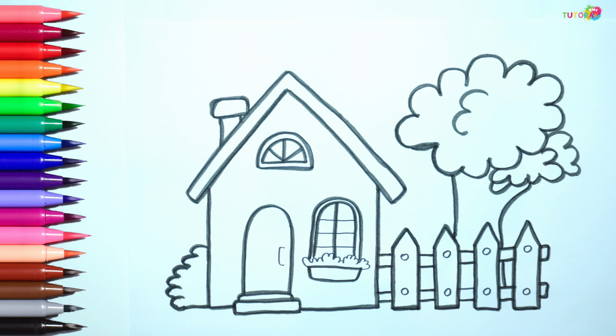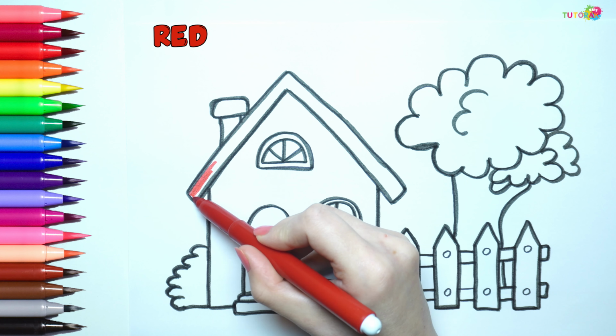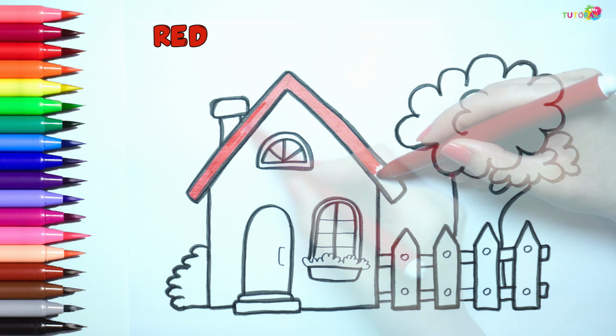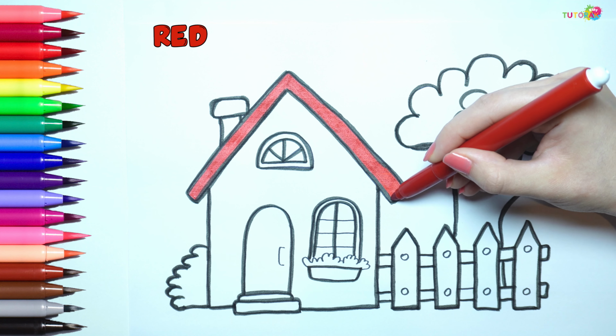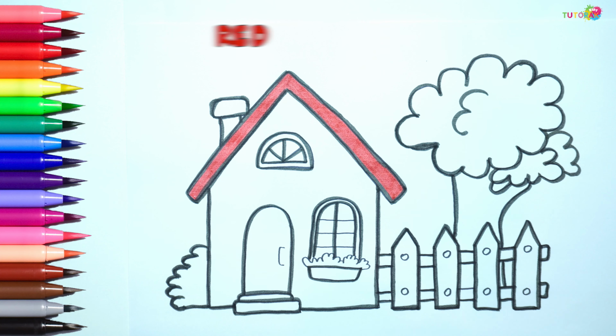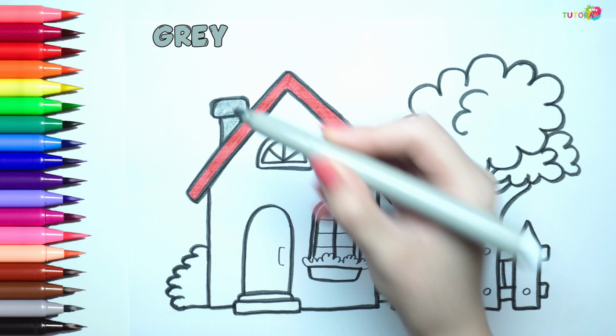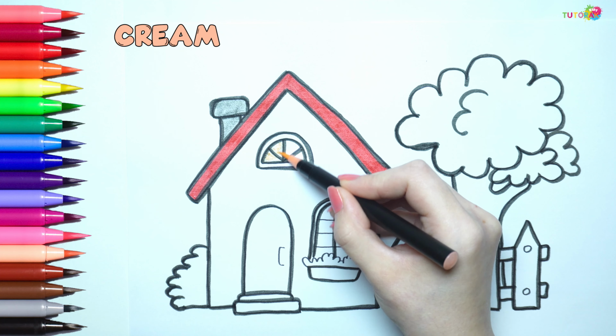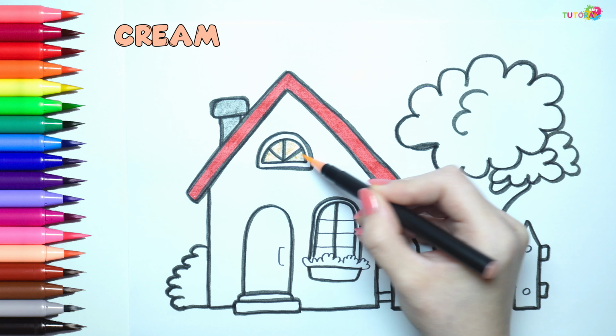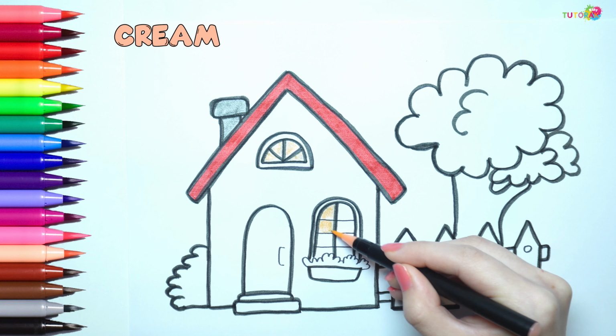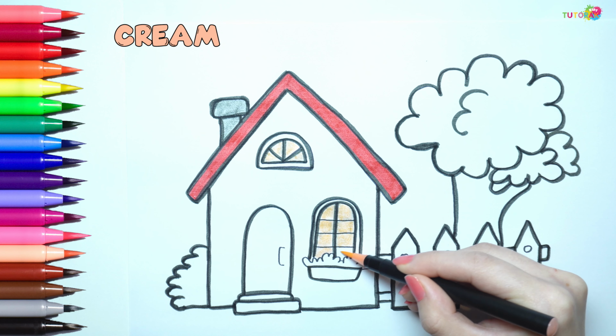It's time to color it. The roof is red. The chimney is gray. We use light cream color to fill the inside of the house. It looks like the light is on.